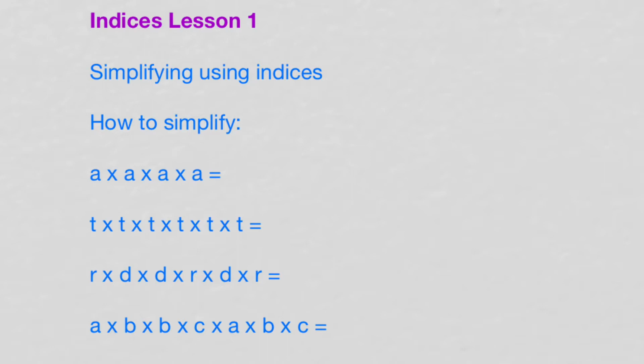So first of all, let's just remind ourselves that indices means powers, okay? So remember a power, for example, if you've got 2 to the power 4, what that means is 2 times 2 times 2 times 2. So the power tells you how many times you multiply this by itself. Okay, so we can use that to simplify.